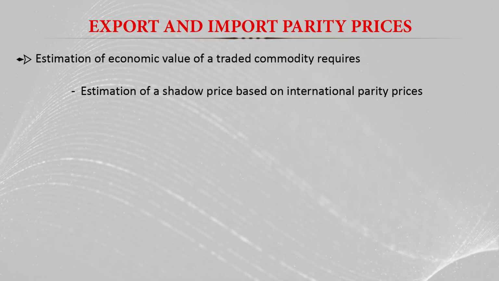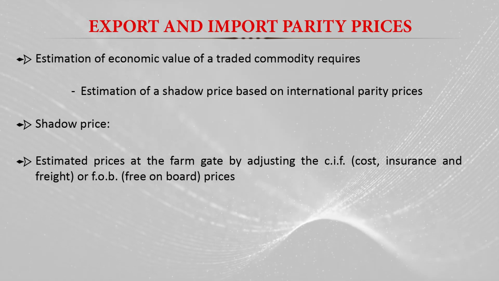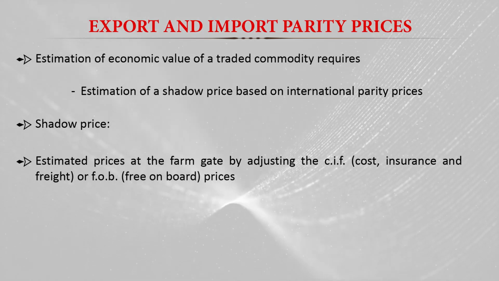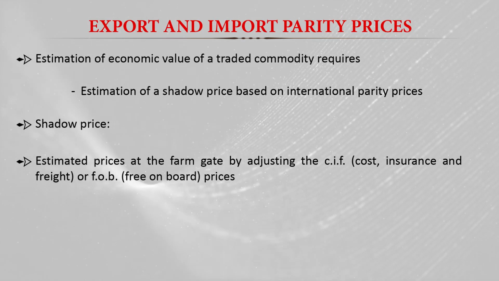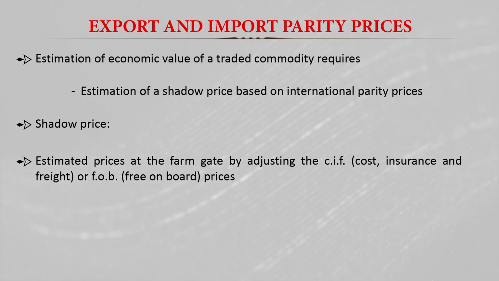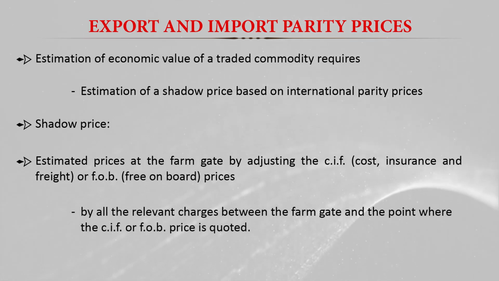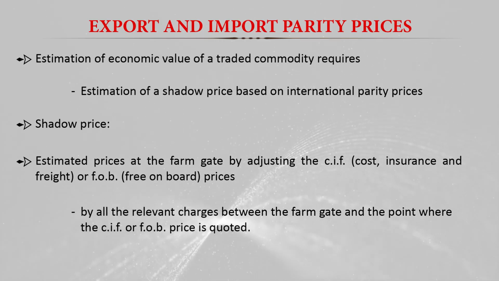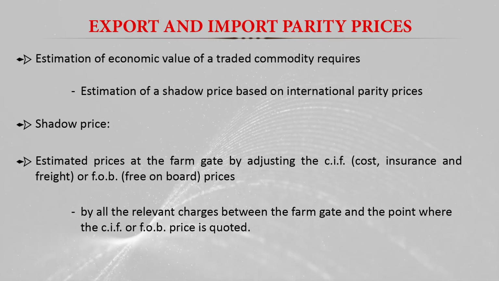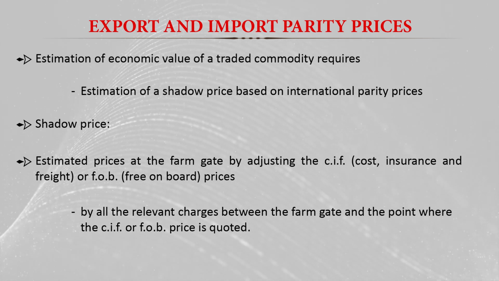prices. And basically shadow prices are the estimated prices at the farm gate, obtained by adjusting the CIF, the cost, insurance, freight charges, or the FOB, free on board prices, including all relevant charges between the farm gate prices and the point where the CIF or FOB price is quoted.